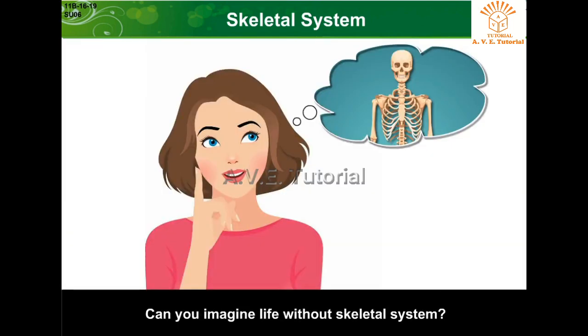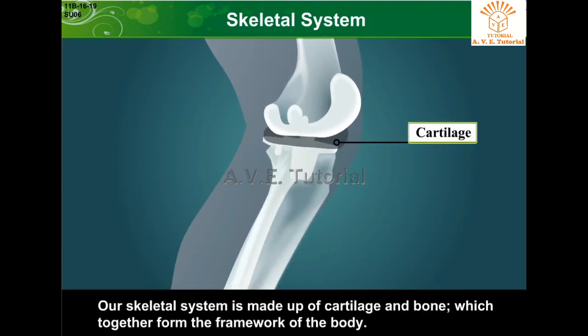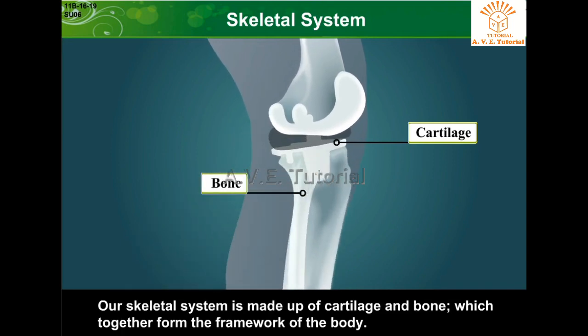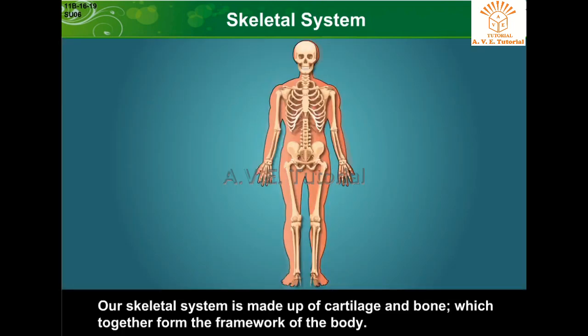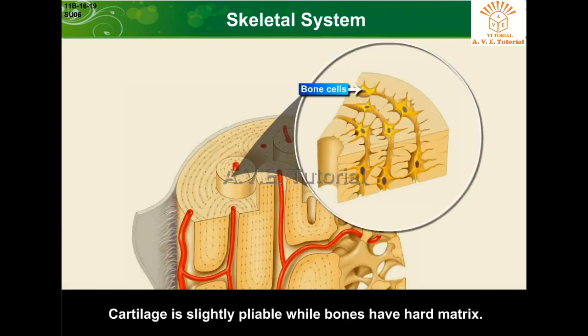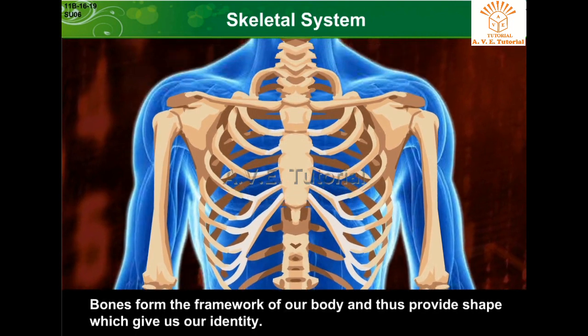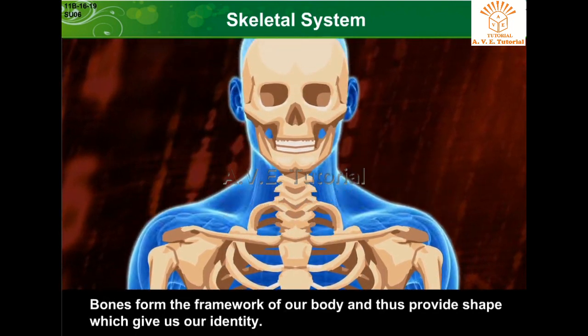Can you imagine life without skeletal system? Our skeletal system is made up of cartilage and bone, which together form the framework of the body. Cartilage is slightly pliable, while bones have hard matrix. Bones form the framework of our body and thus provide shape, which gives us our identity.